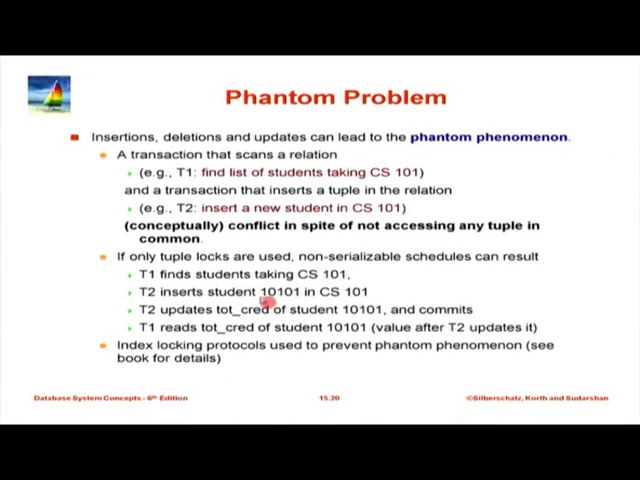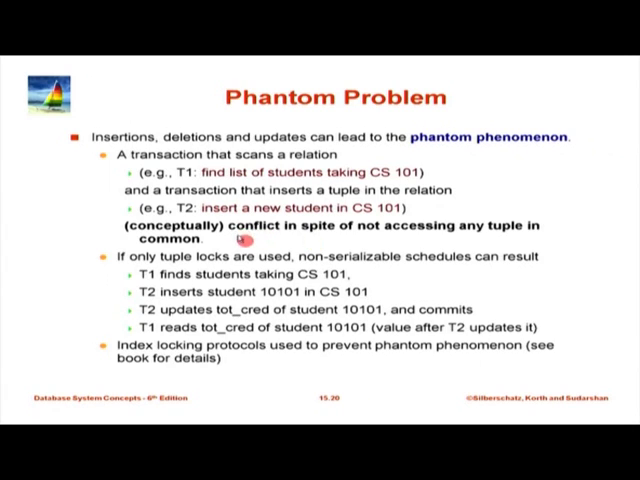It turns out it can happen with inserts as we saw, but also with updates. So for example, if T2, instead of inserting a new record in takes, took a particular record in takes which corresponded to say CS102 and updated it to CS101. That record would not have been locked earlier by T1. And that's more or less the same as deleting the old record and inserting a new record. So the problem also happens with updates.